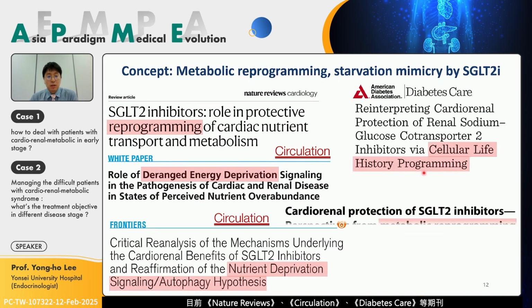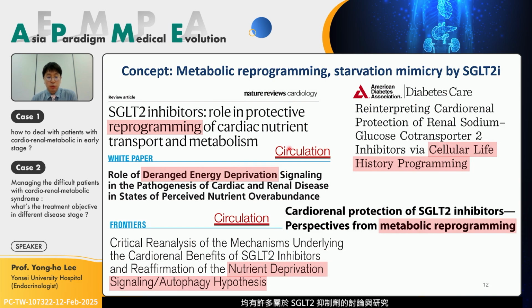So many recent reviews from Nature Reviews, Circulation, or Diabetes Care, many researchers are focusing on this, because SGLT2 inhibition can induce glucosuria every day, and about 300 calories are lost from our body, which can mimic starvation in our human body. So that can lead to metabolic reprogramming, which can help to protect various kinds of tissues, including the kidneys.